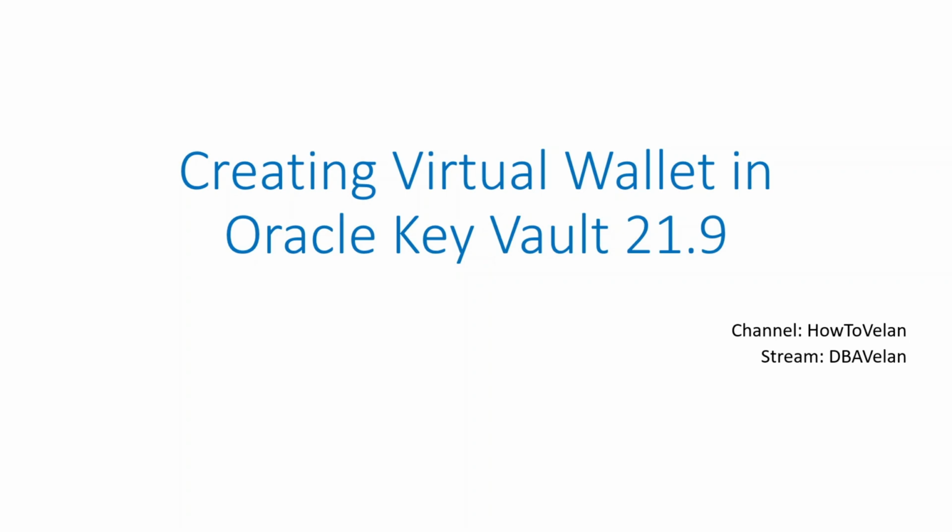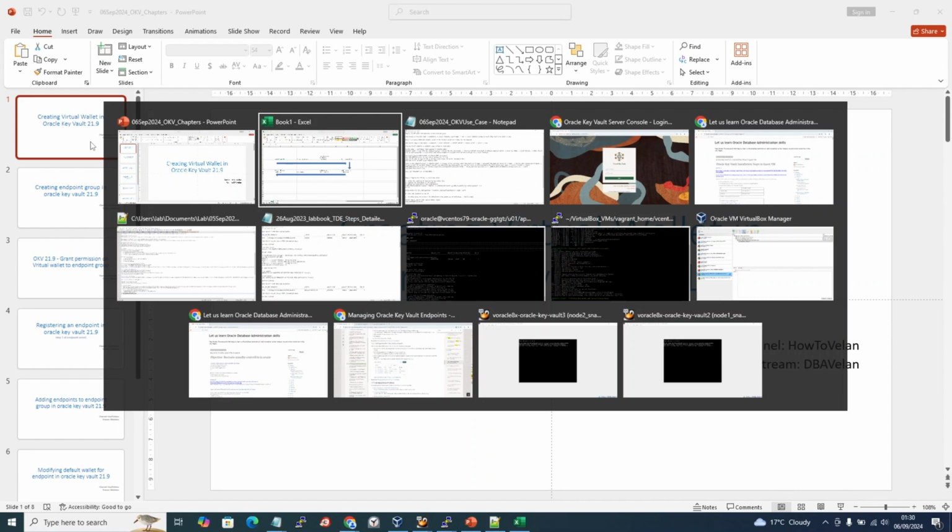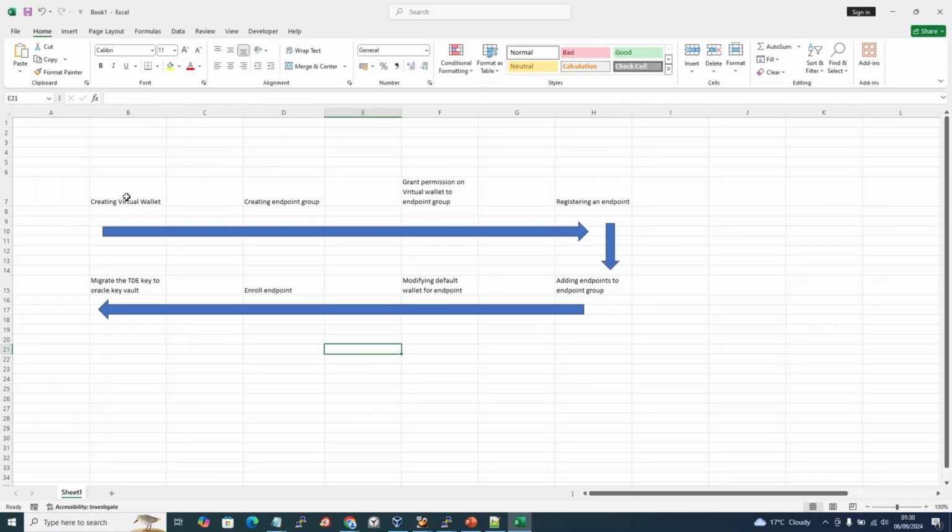Alright, so the first step: creating a virtual wallet in Oracle Key Vault 2021.9. I made an interactive flow diagram as well. This is how the migration method involves. These are the various phases or steps that you have to complete before you can actually migrate your TDE keys. First step is creating the virtual wallet. Second is creating the endpoint group.